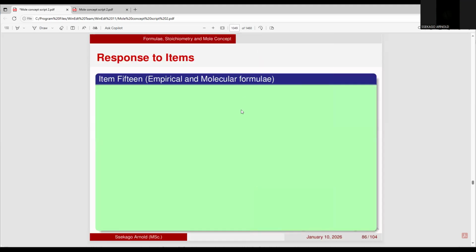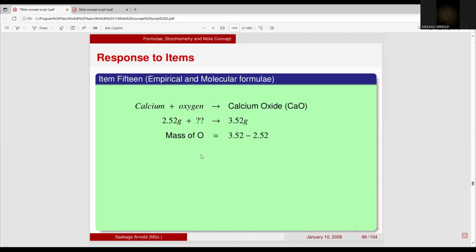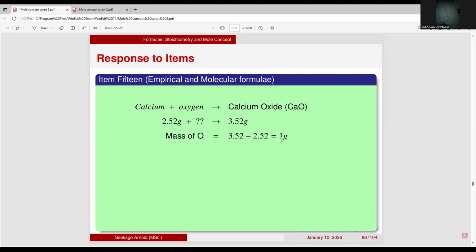What shall we have? In the solution, we have calcium and oxygen combining to form calcium oxide. The mass of calcium has been given as this. I don't have the mass of oxygen, that's why I have a question mark here, but I have the mass of calcium oxide. So I can take 2.52 to the other side and obtain the mass of oxygen. Therefore, mass of oxygen is 3.52 minus 2.52, and here we obtain 1 gram after subtracting. So I have the mass of oxygen, I also have the mass of calcium.